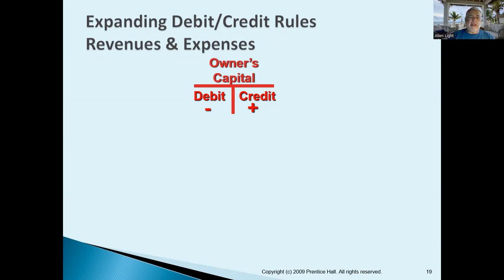Okay, so $1,000 on the credit side and $500 on the debit side. Well, 1,000 minus 500, I would have a credit balance of 500. So that's how we calculate balances. Okay, we just combine debits and credits, remembering that one's going to be the minus, one's going to be the addition.